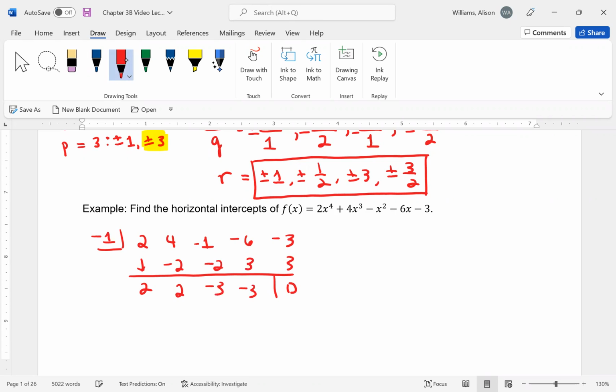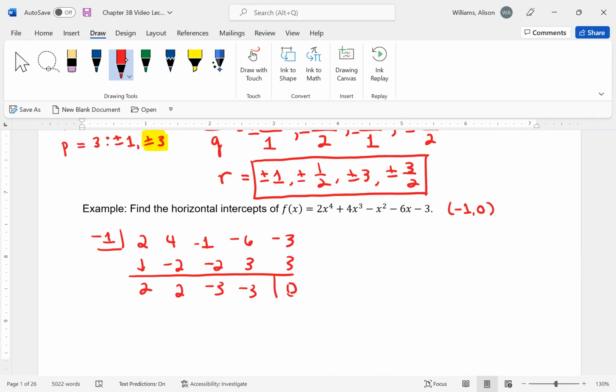So what we've just figured out is this thing crosses at x equals -1. So one of the horizontal intercepts is (-1, 0). Okay, so I've got that one. Now, what's remaining, I'd like to find another one, and I'm going to keep dividing.